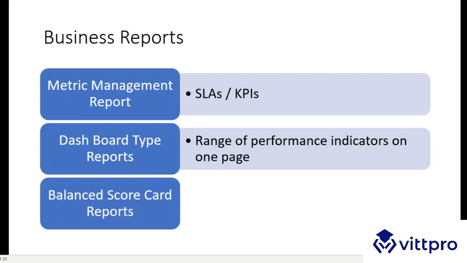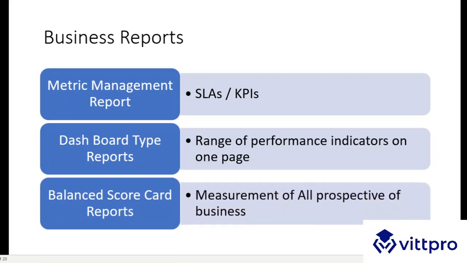And then you have balanced scorecard reports, which is a one page report where you have your four pillars of your business: your customers, your employees, your finance, and your operational excellence. So you have these three or four excellence.